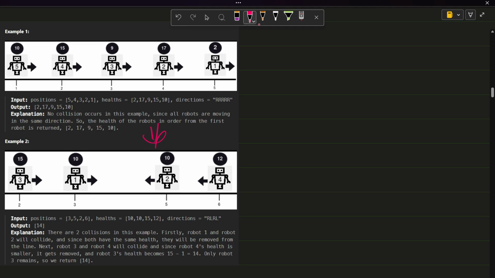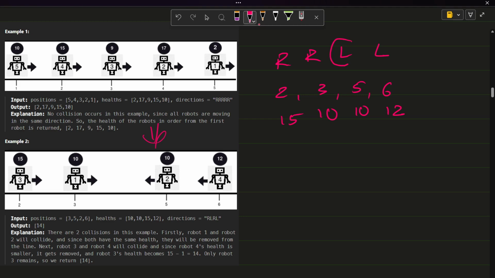Positions are 3, 2, 3, 5, 2, 6. So in sorted order, 2, 3, 5, 6. And the corresponding health, 2 is having 15, 3 is having 10, 5 is having also 10, and 6 is having 12. And the directions are right, right, left, left. So initially these are right.